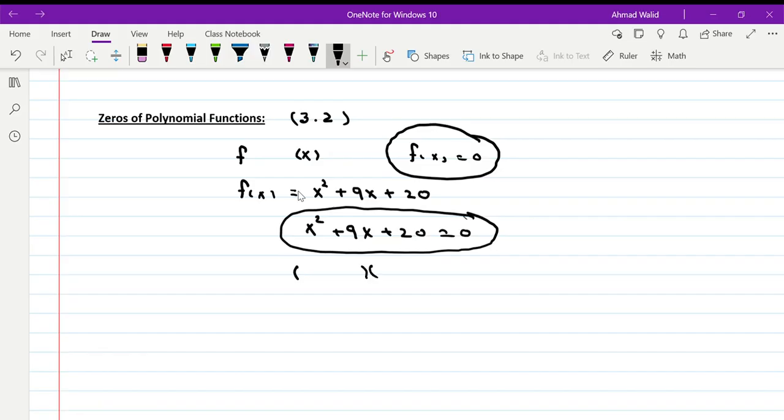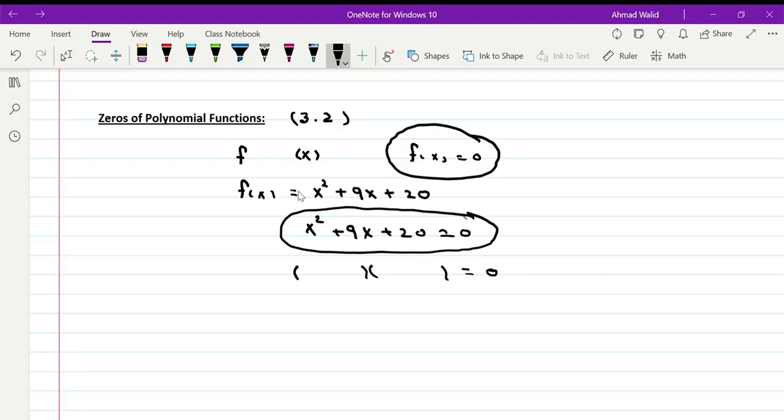Some polynomial functions can be factored. Some of them you cannot factor. There is another method that later I will teach you to find the zeros of a polynomial function. But at least in this section, we are covering the polynomial functions that you can factor, so you can find the zeros of that polynomial function.